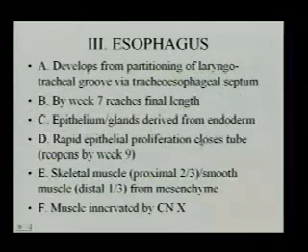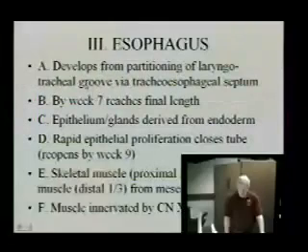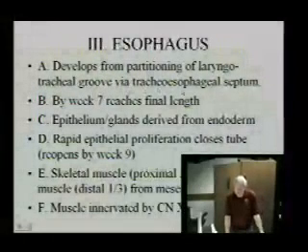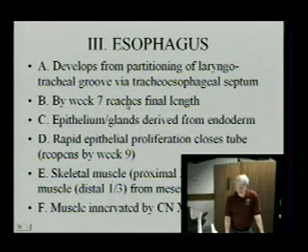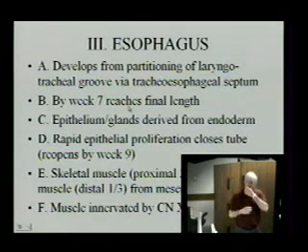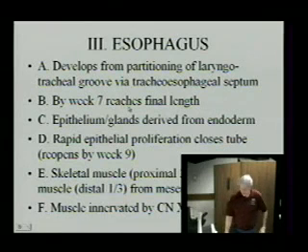It's obvious examination material, so you should be prepared to identify all the structures on that by the time of exam 3. So the esophagus develops from the partitioning of the laryngotracheal groove. We've mentioned this, no surprise, nothing new there. That tracheoesophageal septum had to form completely to separate the respiratory from the digestive system. By week 7, it will reach its final length. So the esophagus is going to lengthen as the thorax lengthens, as the neck lengthens. We've referred to that repeatedly.